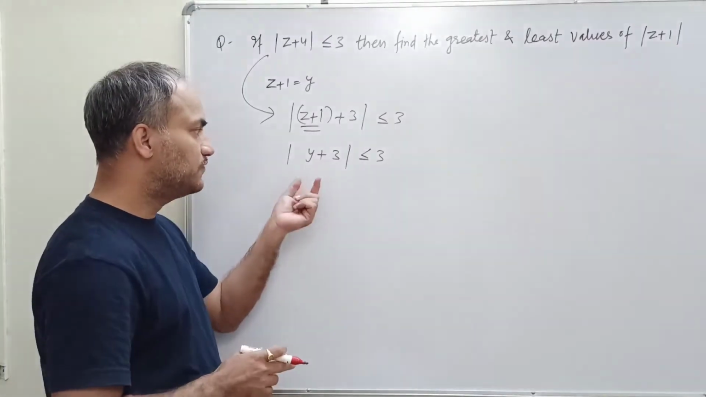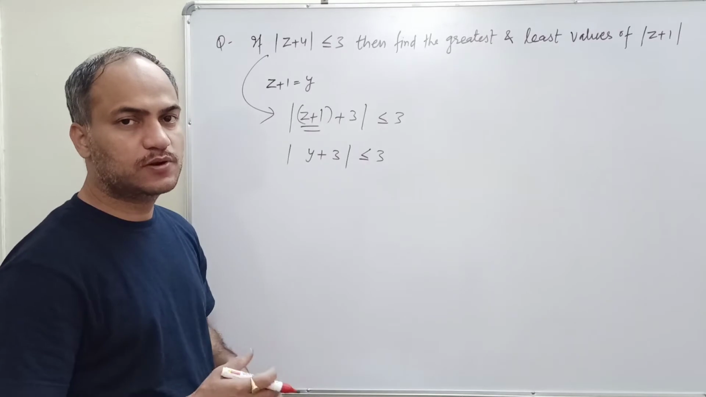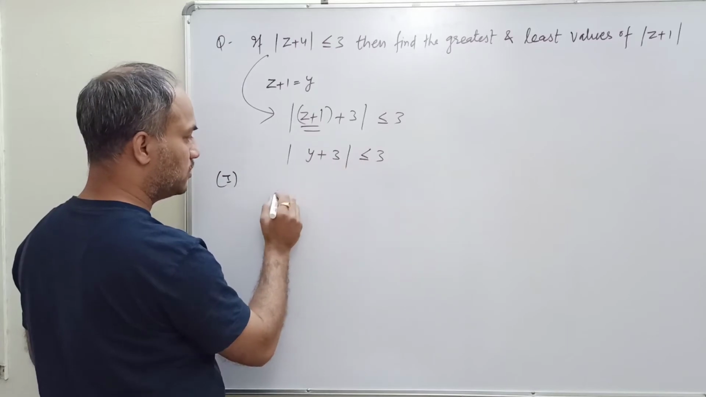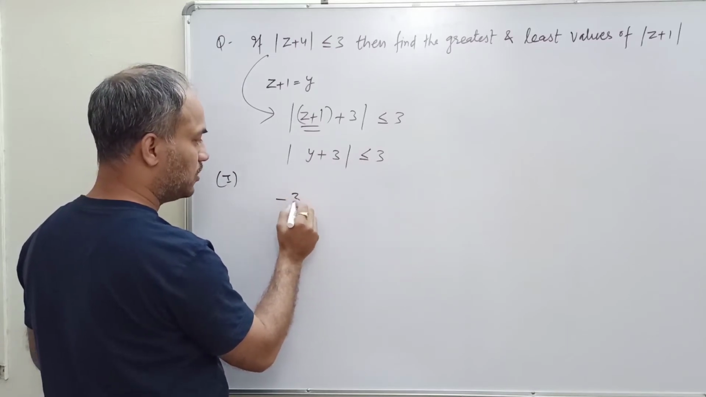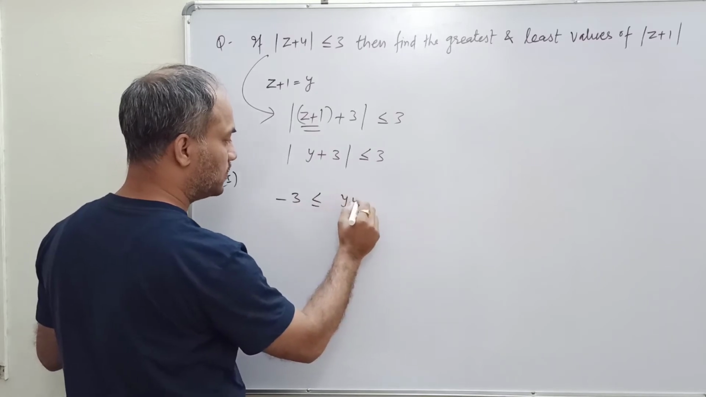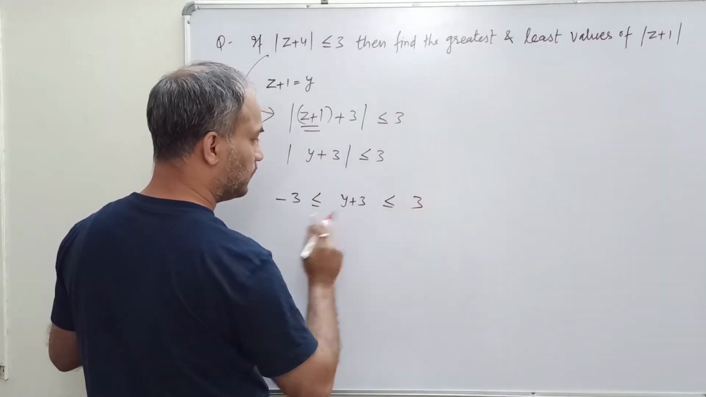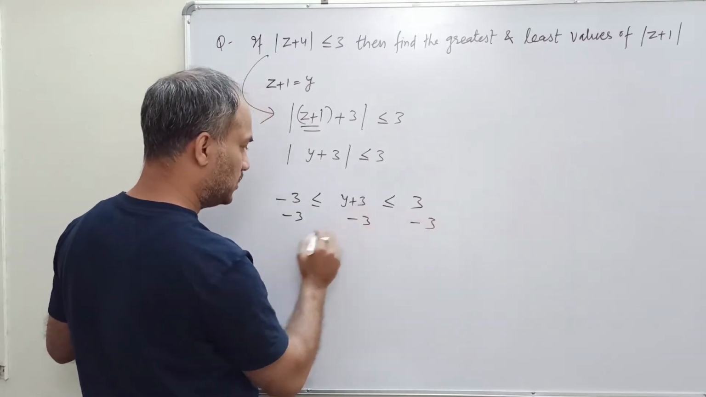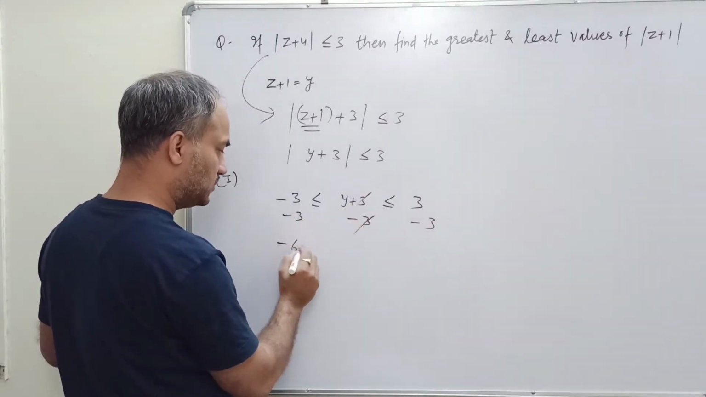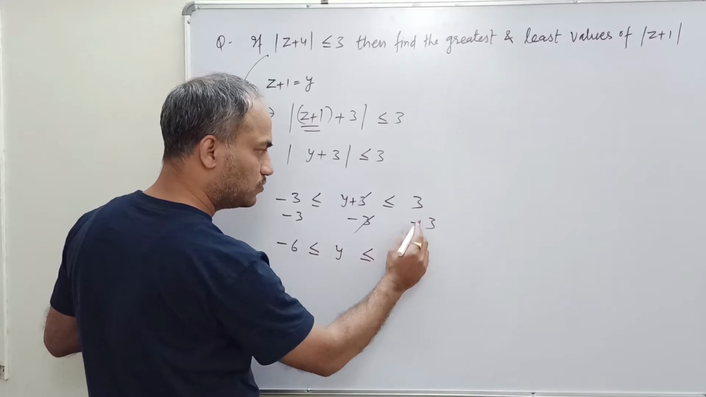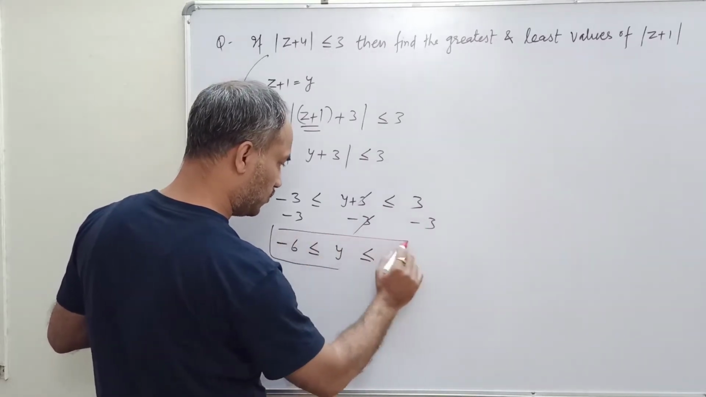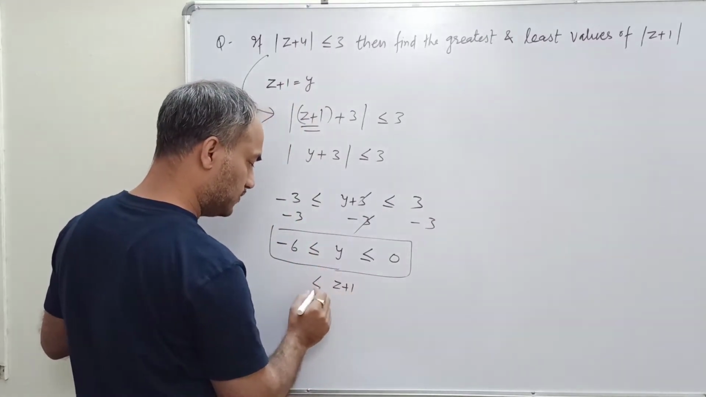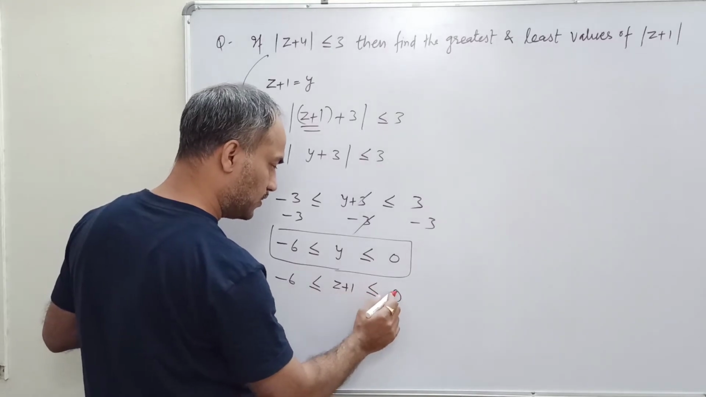Now we have to remove this modulus. There are two ways. Either we can square both the sides or we can use the property of modulus. So suppose we use the property of modulus. So this will be minus 3 lesser or equal to y plus 3 lesser or equal to 3. Now subtracting 3 from every term, minus 3 and minus 3, this gives us minus 6 lesser or equal to y lesser or equal to 0. Okay, so we have got this. And what is y? y is actually z plus 1. So we have got z plus 1 between minus 6 and 0.